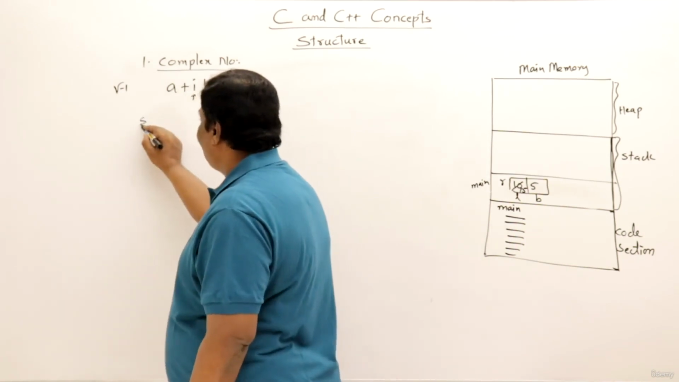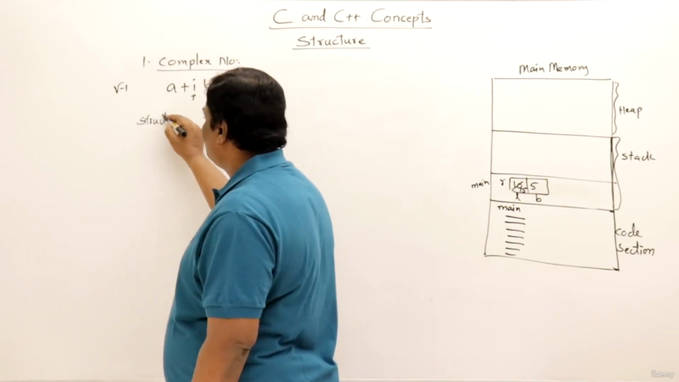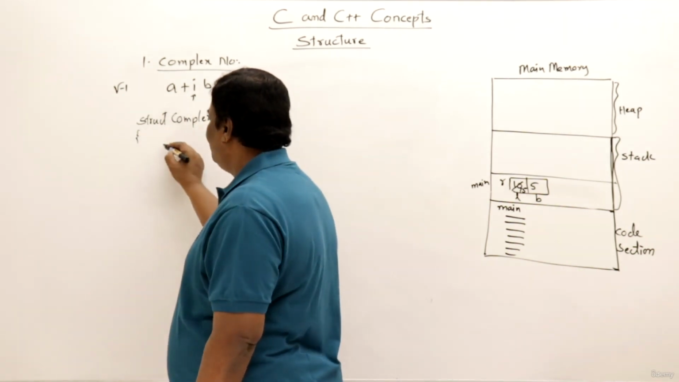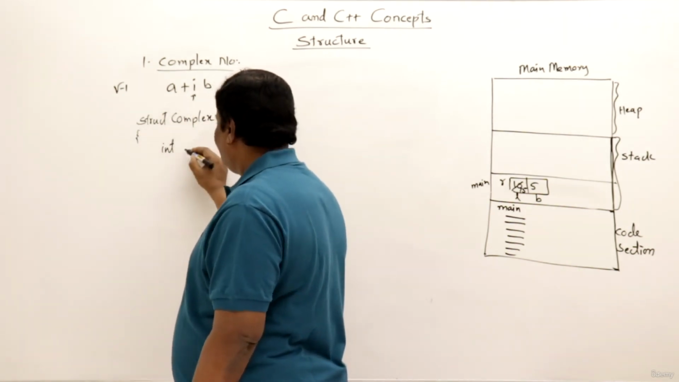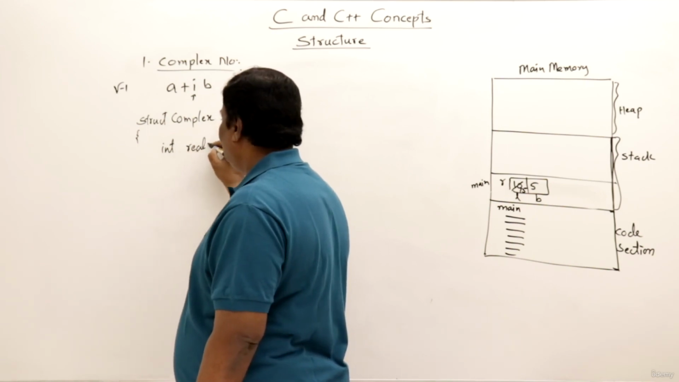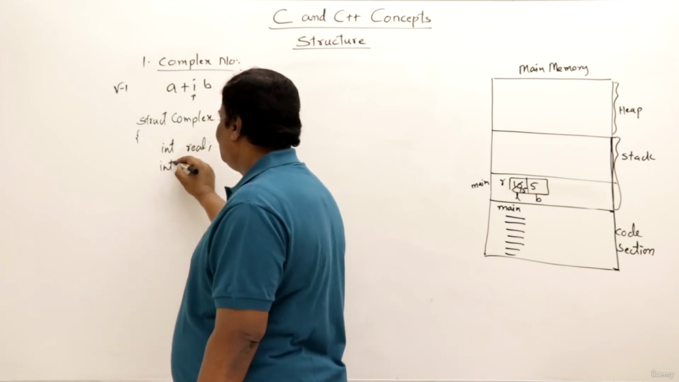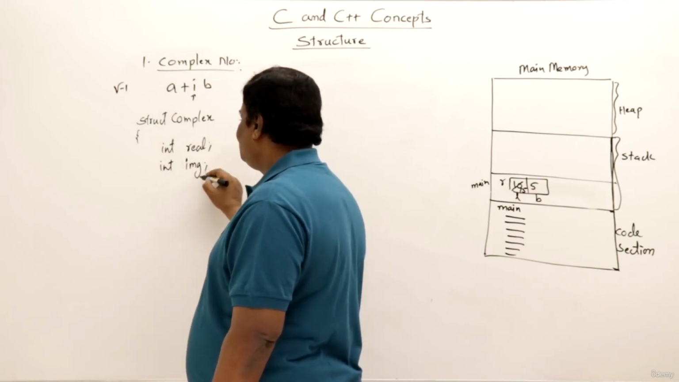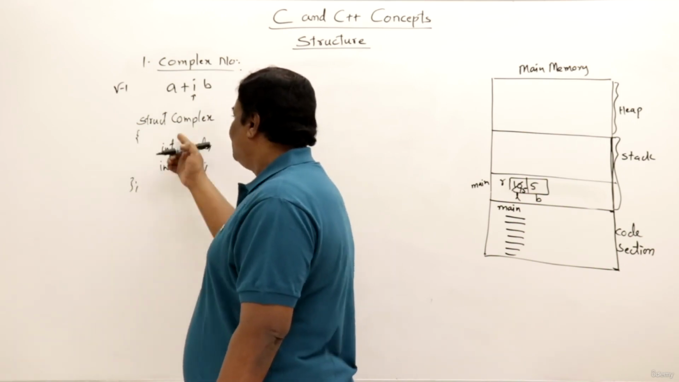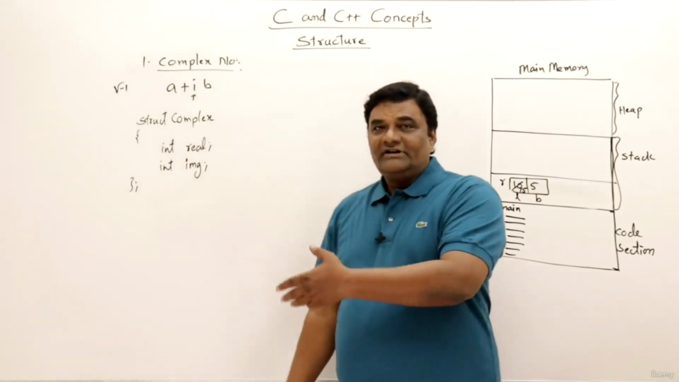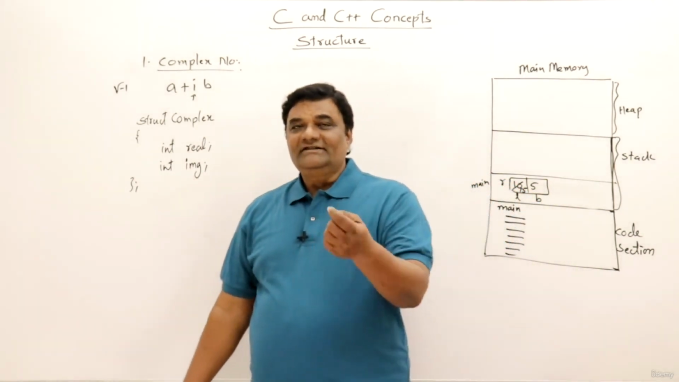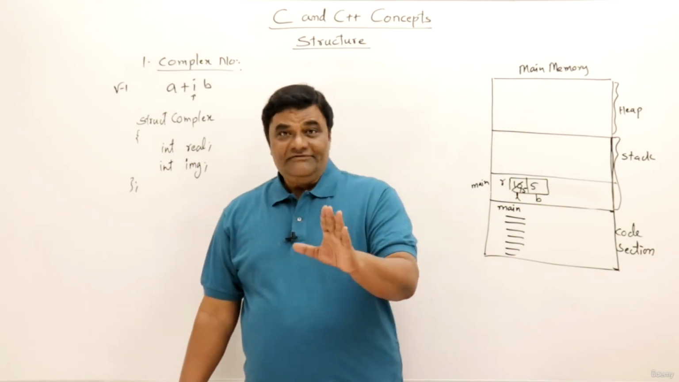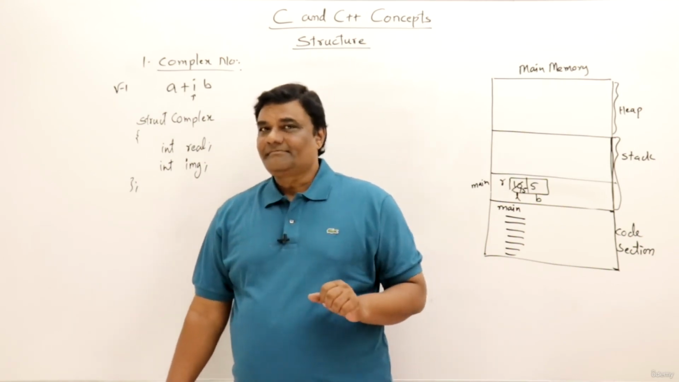Here we can define it as a structure, struct complex, and inside that we can have two members. One is a, or I can call it real part, and the second one is b, or I can call it imaginary, that is img. This is the definition. Now you can create variables of complex numbers, and you can use them in your program if you need a complex number.